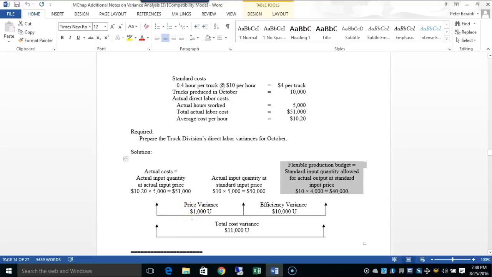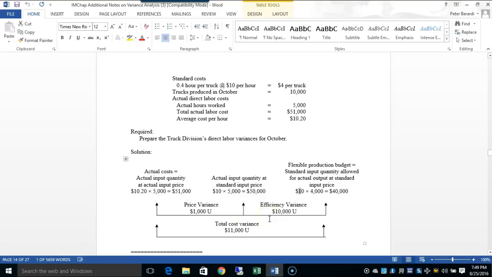Direct labor is done exactly the same way we did materials. You take the price variance, which is the difference between the 51,000 and the 50,000, and what's driving that is simply $10.20 minus $10, which is 20 cents, times 5,000 units. That gives us 1,000 unfavorable because our costs are higher. Then we take our middle column, which is standard price times actual quantity, 5,000. The difference between 51,000 and 50,000 is 1,000 unfavorable.